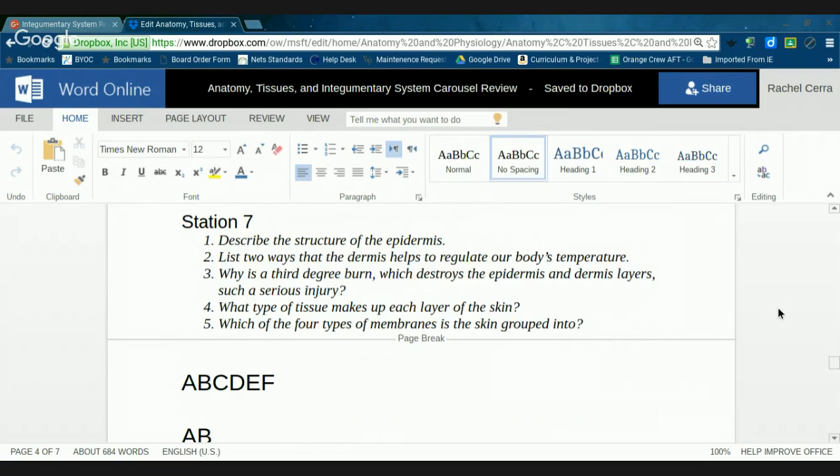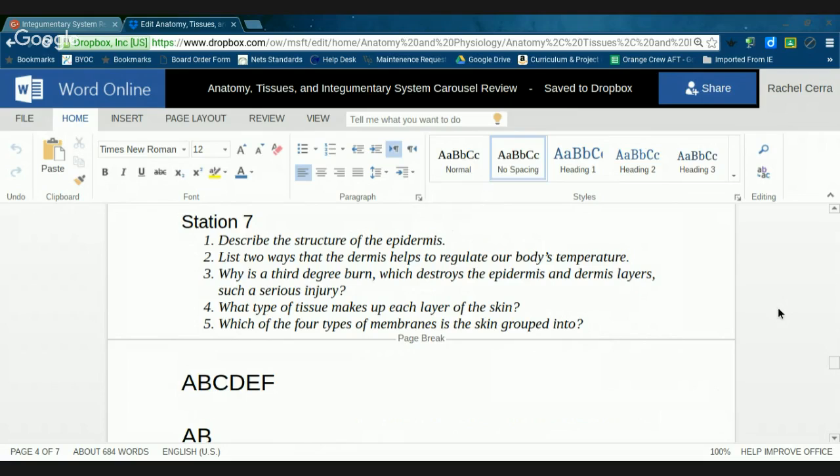Number three, why is a third-degree burn that destroys the epidermis and dermal layers such a serious injury? Because you're basically getting rid of two very important layers and you're only leaving one behind. So you don't have those extra layers for protection. So you're more susceptible to infection at that point.